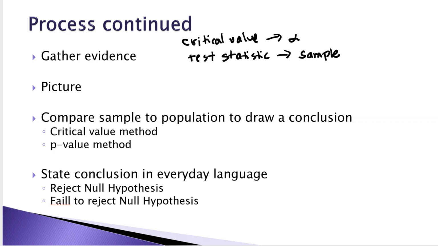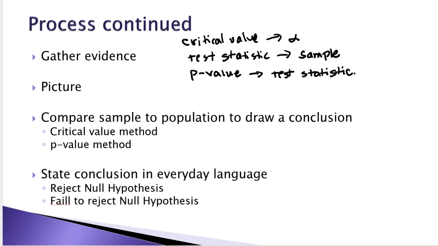And then we get what's called a p-value. And that's determined by our test statistic. The p-value is important. We'll talk about that in more detail at the end when we talk about errors. Then we're going to draw a picture, which I will do for you several times. And then we're going to compare our sample to a population to draw a conclusion.